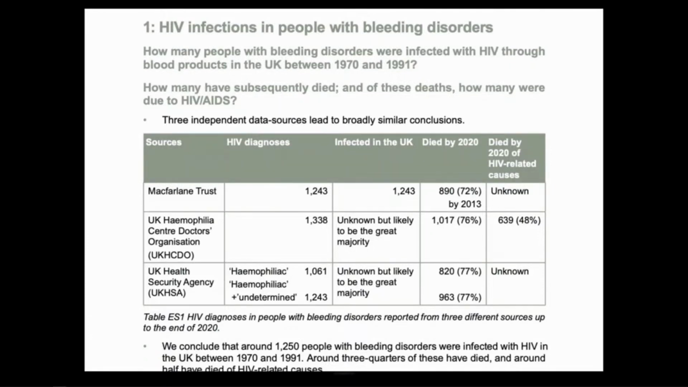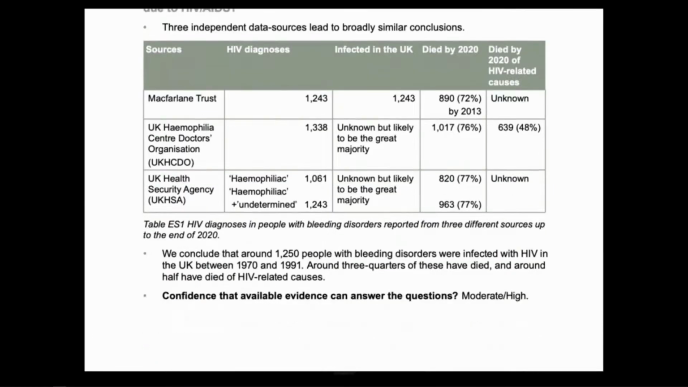If you look underneath table ES1, you say this: we conclude that about 1,250 people with bleeding disorders were infected with HIV in the UK between 1970 and 1991. Around 3/4 of these have died, and around half, now that would be 625, have died of HIV-related causes. And that fits pretty well with the 639 in the UK HCDO data cohort. So we start then, at this stage, with 625, could be more, could be less, but that's the central figure.